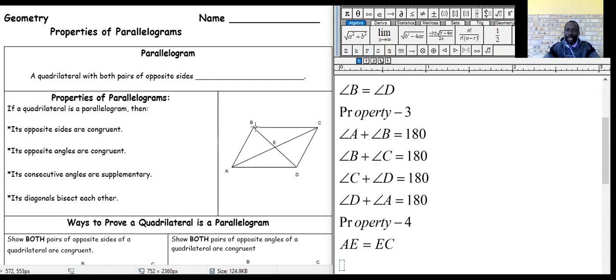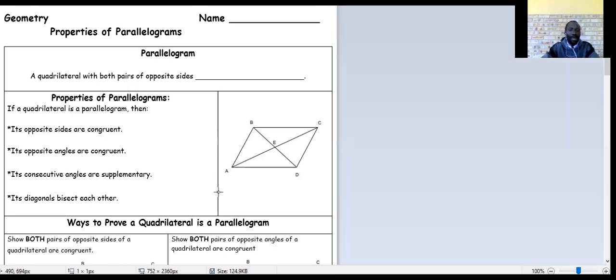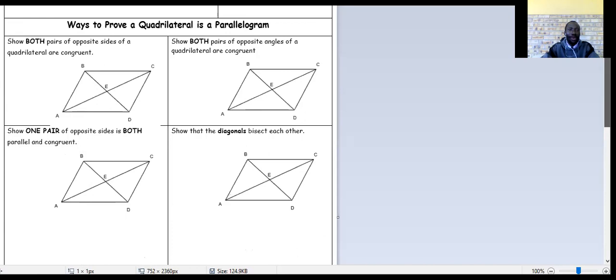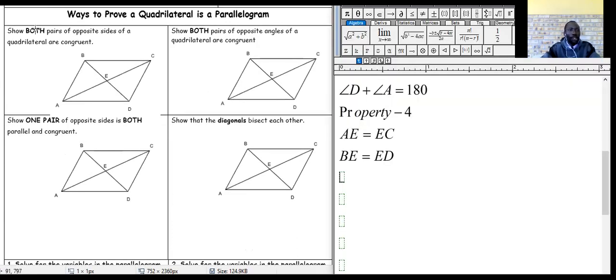The other thing is that the length BE also equals the length ED. That is the mathematical representation. Now it makes sense that we look at how we apply this mathematical representation real quick. We'll be applying them right away. Now, here is the quick question.